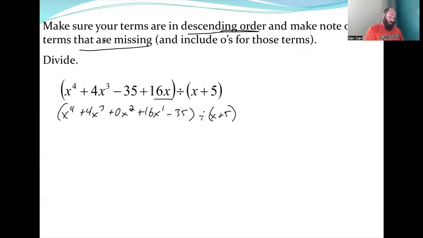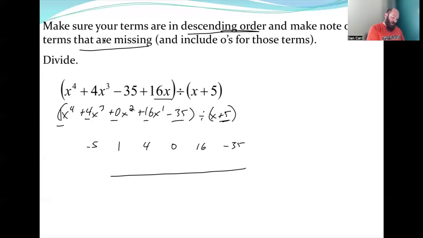So I'm going to set it up now with my new coefficients. That's 1, 4, 0, 16, negative 35. I'll put the opposite of the positive 5, so it's a negative 5. And now I run through that program. So I drop the 1 down.